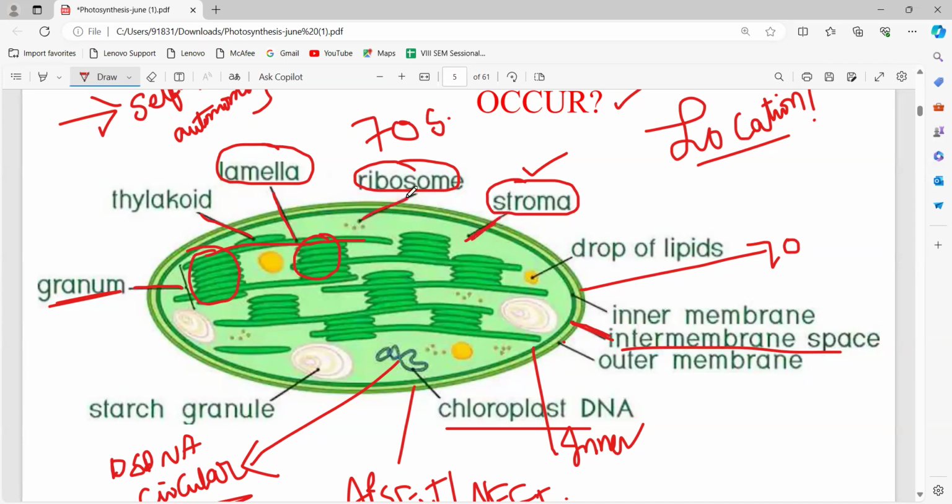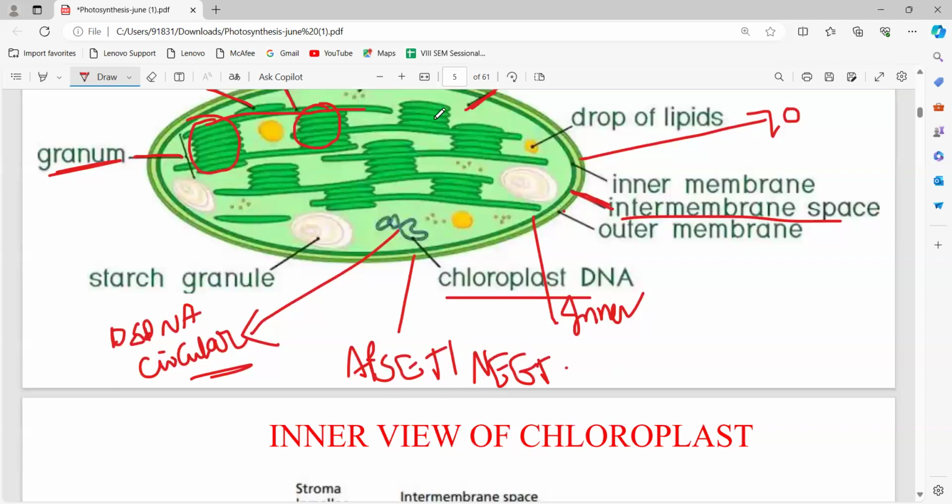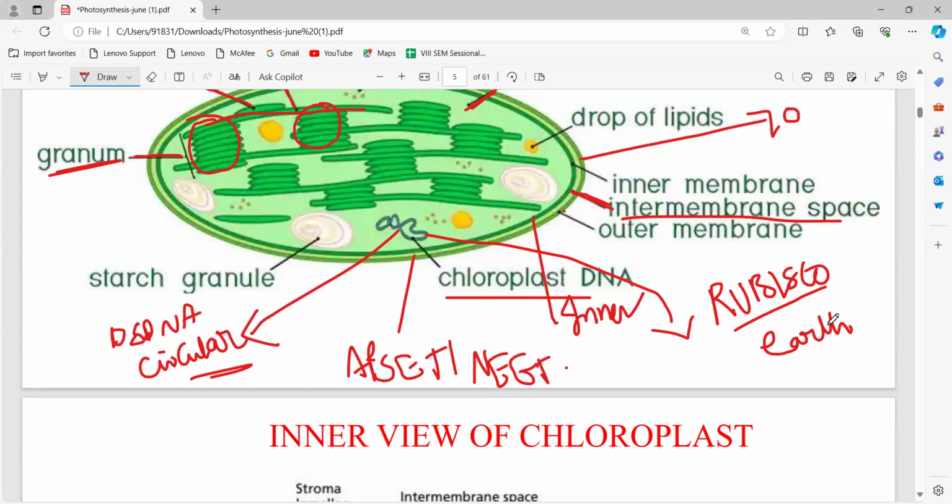It contains the ribosomes, which are involved in the synthesis of protein. It contains DNA. I hope every student remembers the major protein that can be synthesized by the chloroplast DNA. I believe everyone remembers the major protein synthesized by this chloroplast DNA is rubisco, which is the most abundant protein on this planet Earth. The most abundant protein on this planet Earth is rubisco, which is synthesized by the chloroplast DNA.